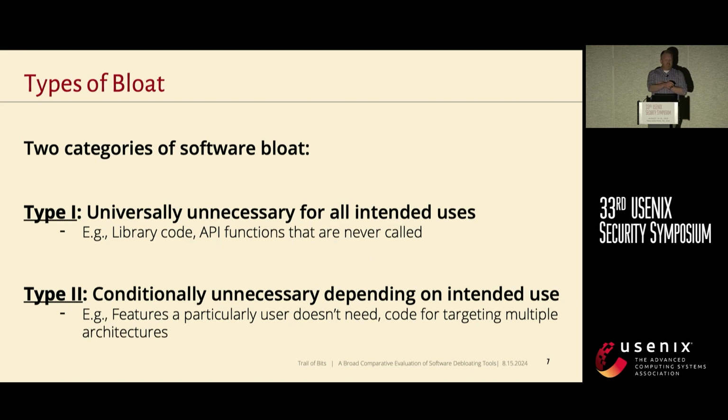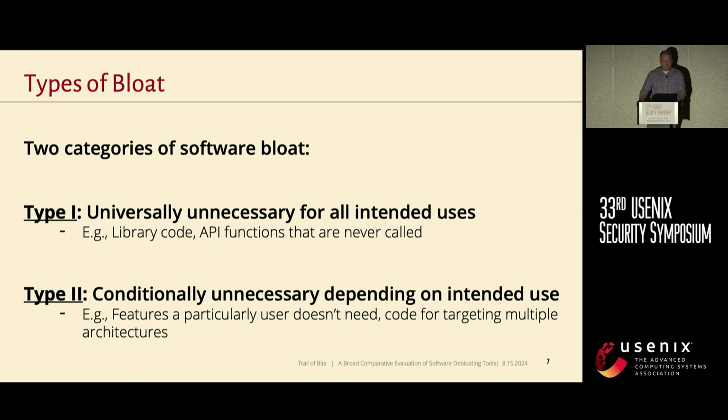Software bloat typically falls into two categories. The first is universally unnecessary for everybody. This typically manifests as library code in dynamically linked libraries. When I write my software, I write my code, but I use code from other people, several different libraries. When I run that code, the entire library is mapped into the address space. So there's a lot of extra code in there that I don't need, that doesn't need to be there.